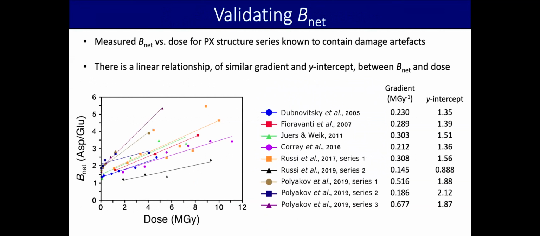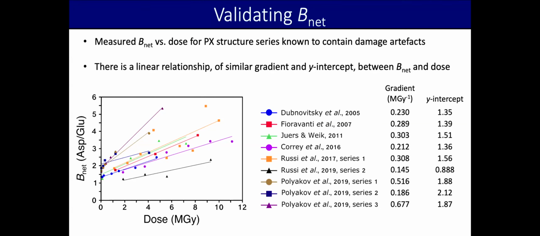To validate BNet, we've calculated BNet values for several series of structures in the protein data bank that we know are damaged. In each of these series of structures, the crystallographer has collected successive data sets from the same crystal or group of crystals, so they know that the structures at the end of these series are more damaged than the structures at the beginning. We calculated BNet values for these structures and plotted them versus dose. And what you can see is that there's an approximately linear relationship between BNet and dose. And moreover, the gradients and y-intercepts of the lines of best fit plotted for these data sets are fairly similar. They're not identical, and there are a few reasons for that.